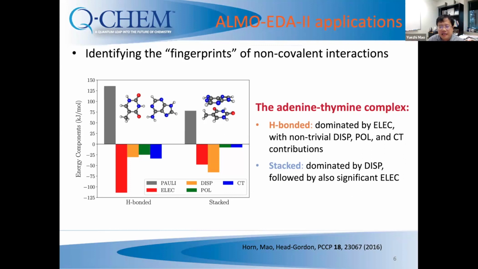While for the stacked configuration, it's a pi-pi stacking, right? So here, as expected, dispersion interaction plays the most important role, but also there is a significant contribution from the electrostatic interaction. This is probably not that intuitive.